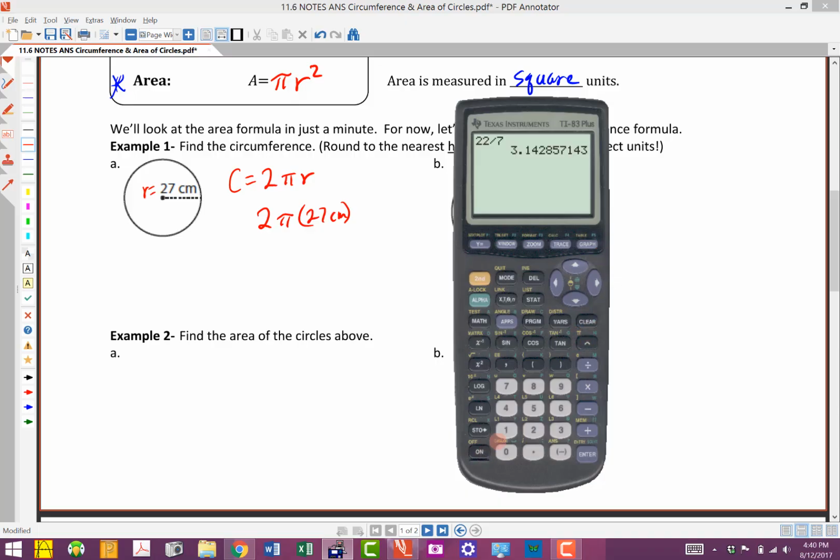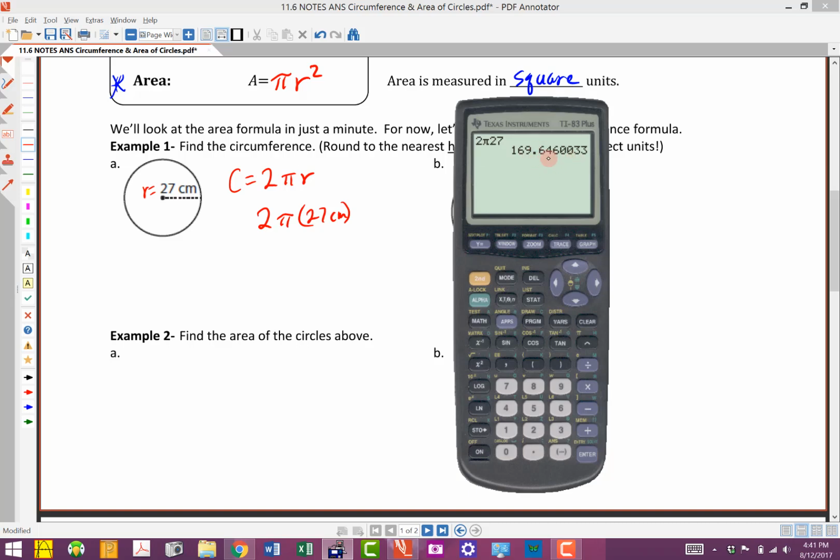So here's what I'm going to do. I'm going to clear this off, and I'm going to type in 2 second pi. That brings it up right there, and then I'm going to multiply that by 27. Now if you want to put multiplication in between each one of those, remember the calculator knows what implied multiplication is, so it's all set to go. So here we go, 169.646.